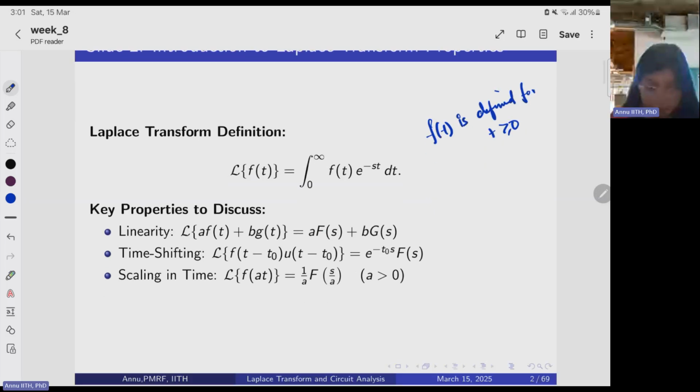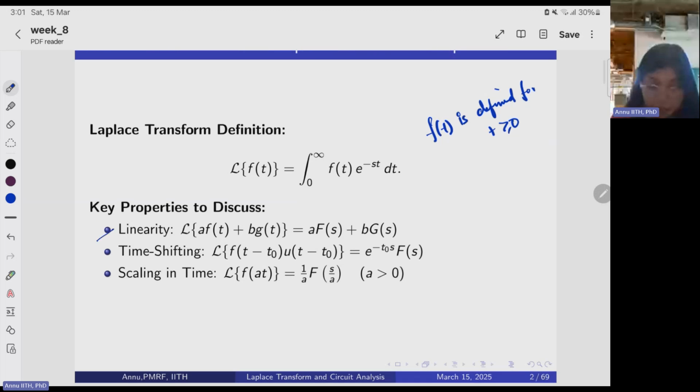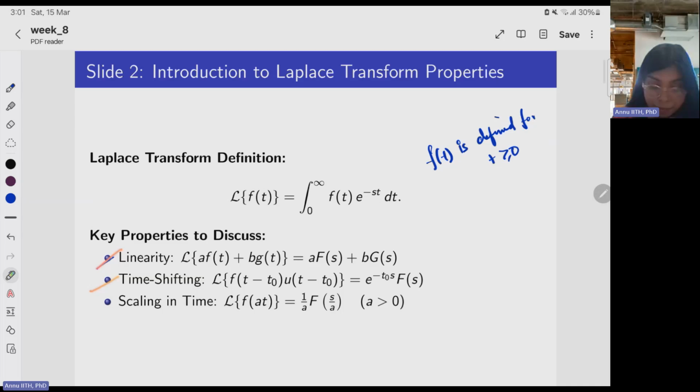So key properties, as we have already discussed in the last class: linearity, time shifting, and scaling in time. If we talk about scaling in time, L of f(at) is equal to 1 upon a times F(s/a). And if your function in time is shifted to t minus t naught, then it is multiplied by e to the power of minus t naught s.